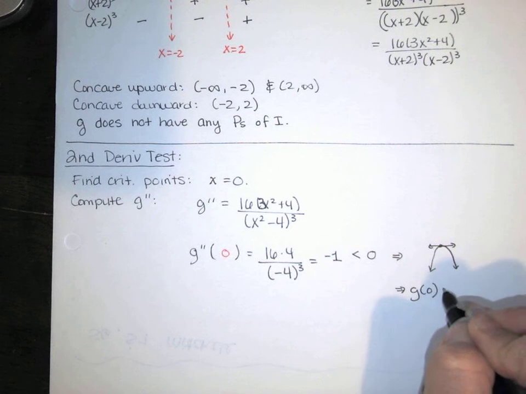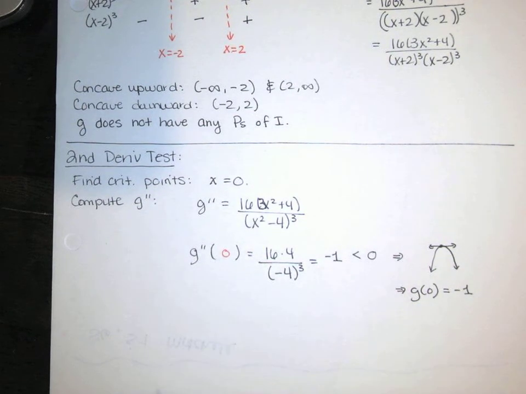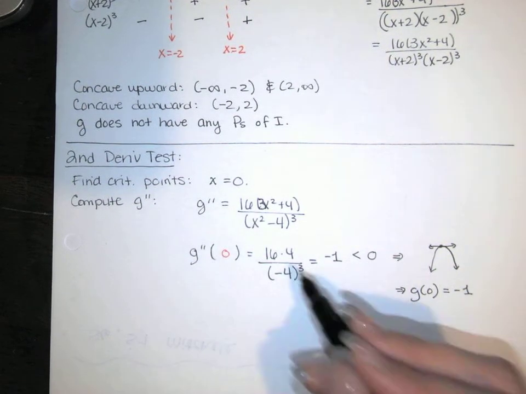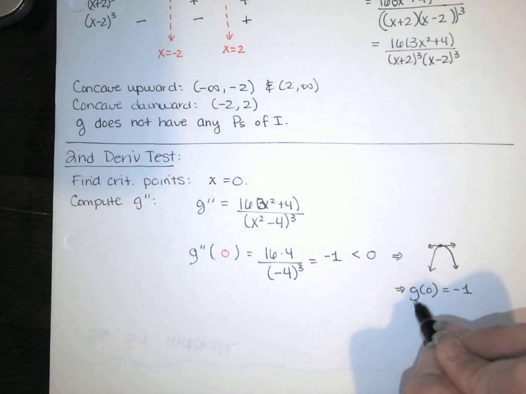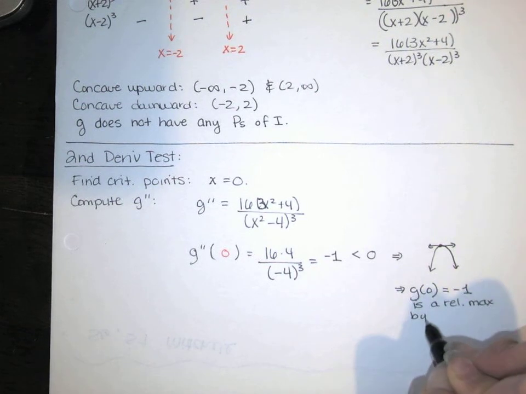So g of 0, which we calculated earlier, was negative 1. That's a coincidence that it happens to be the same as the second derivative. It's not always the case. This is a relative max by the second derivative test.